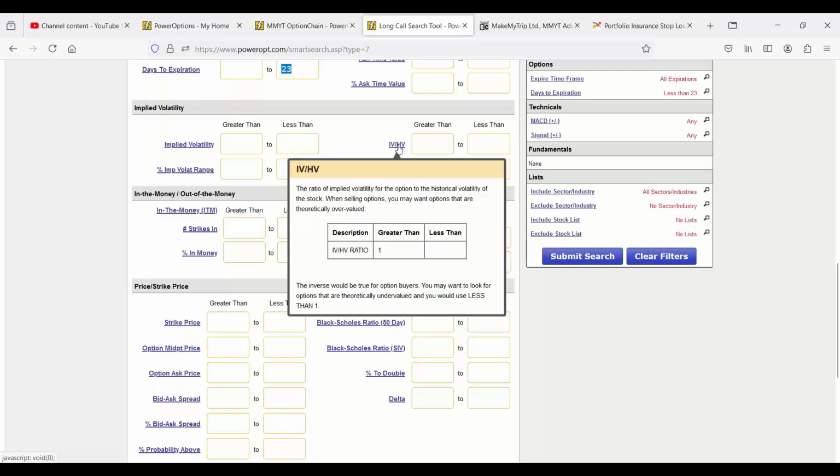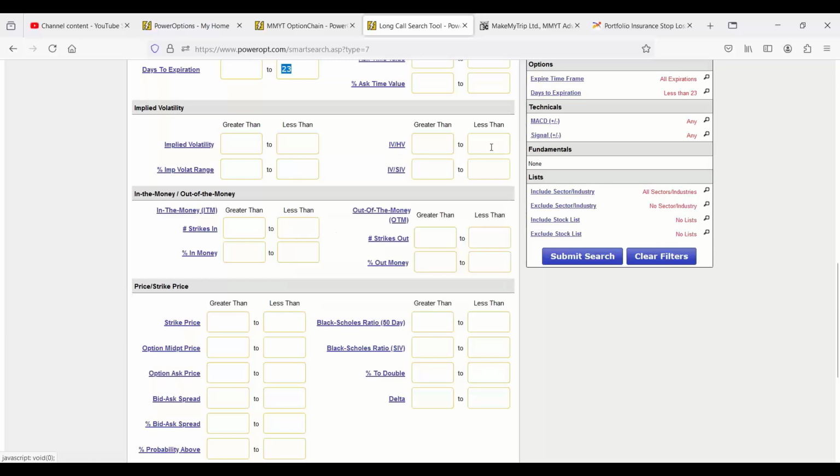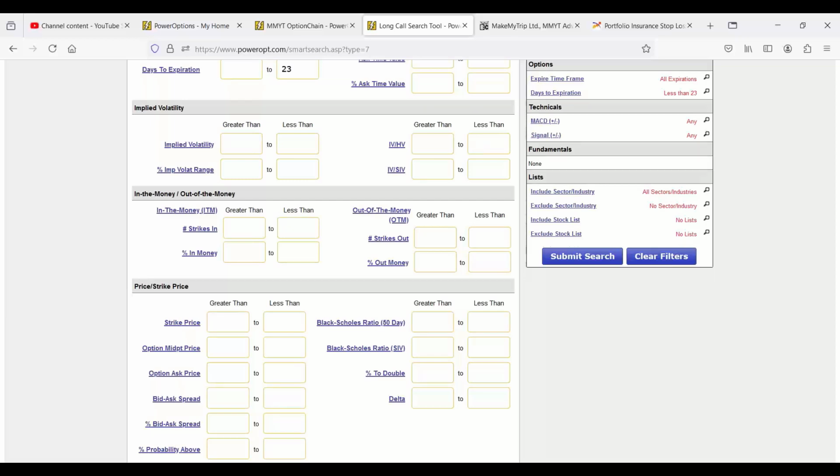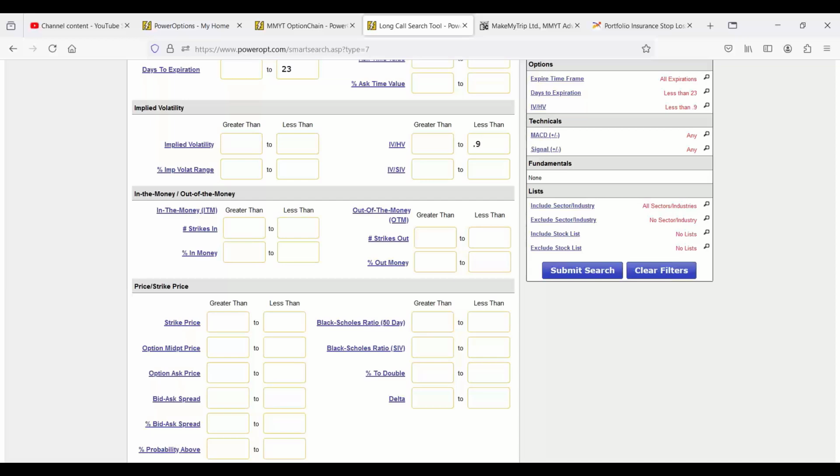IV over HV: the implied volatility of your option divided by the historical volatility of the stock. Naturally, for option buyers, we want this to be less than 1. We're going to use less than 1.1. So we're looking for options where the implied volatility of the option can be 10% higher than the historical volatility, but must be lower. If you really wanted to target something, you could put it at 0.9. So it has to be 10% below the historical volatility.